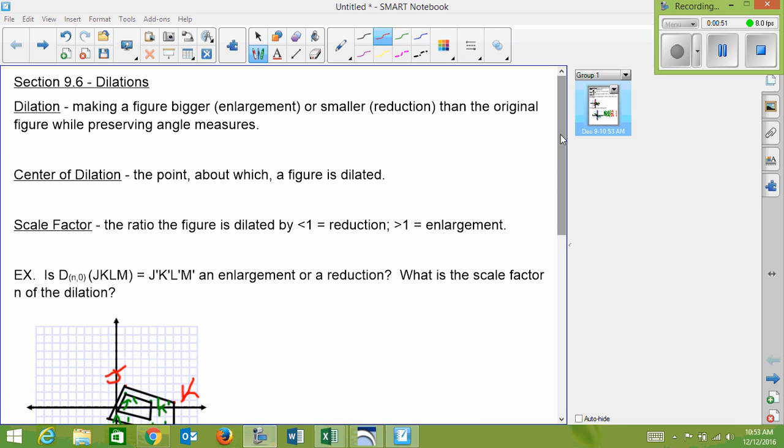The scale factor that you use, that's just the ratio that it's dilated by. So if that ratio happens to be less than 1, it would be called a reduction. And if the ratio is greater than 1, it is an enlargement.